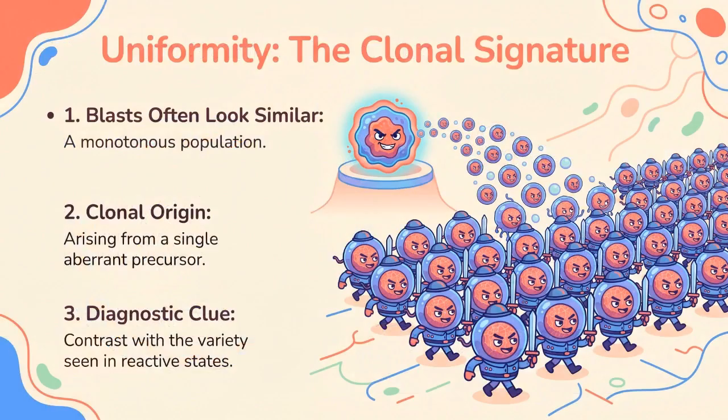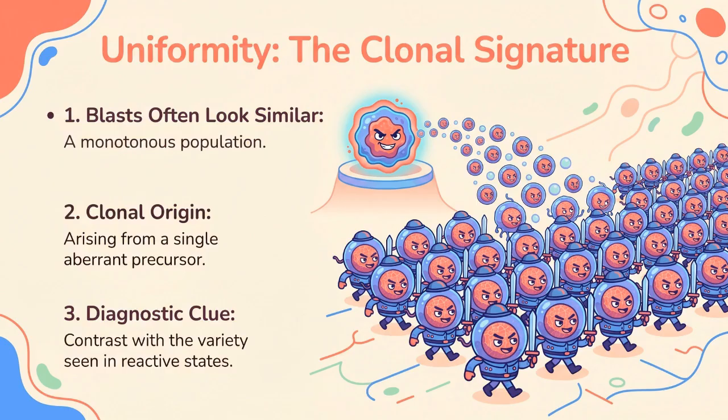Beyond the individual cellular features, an important characteristic to observe when identifying blasts is their uniformity. In a malignant process like acute leukemia, the abnormal cells, particularly the blasts, often look remarkably similar to one another. This uniformity is a key indicator that these cells represent a clonal population. A clonal population arises from a single aberrant progenitor cell that has undergone a malignant transformation and then proliferates uncontrollably. Because all these cells originate from the same mutated ancestor, they tend to share very similar morphological characteristics.